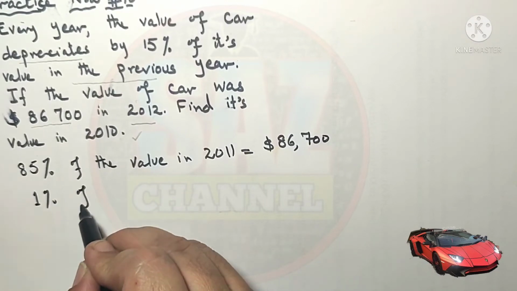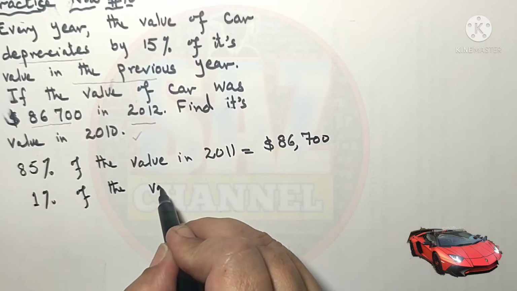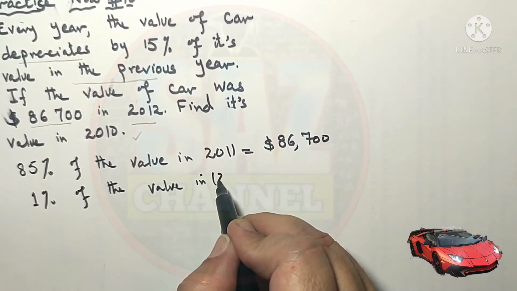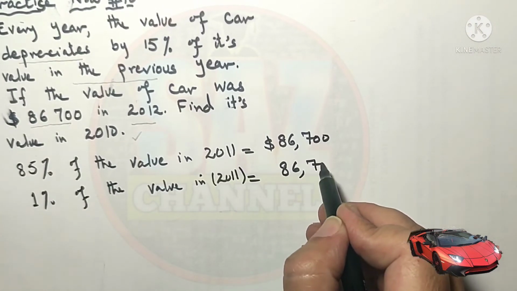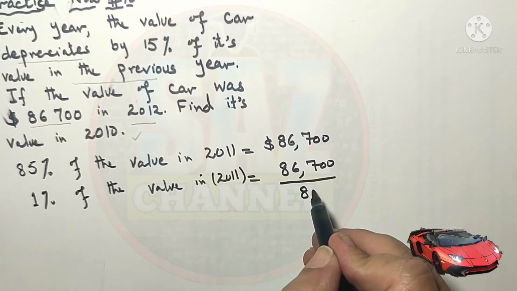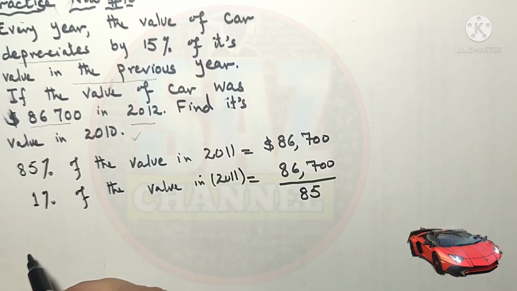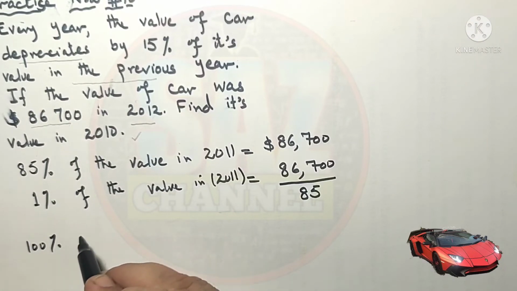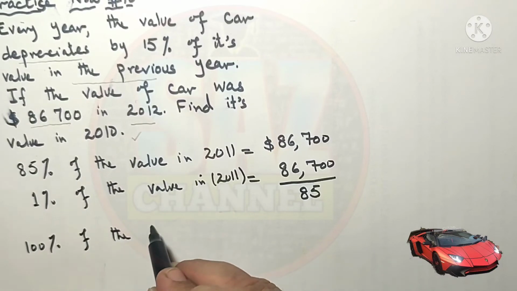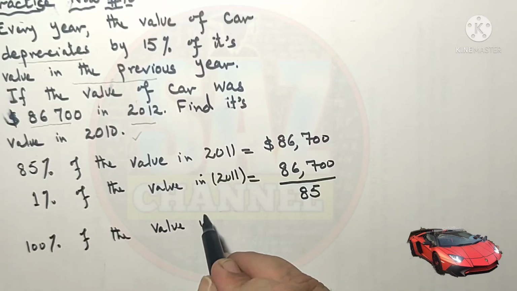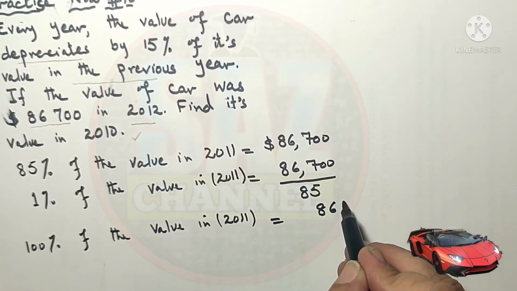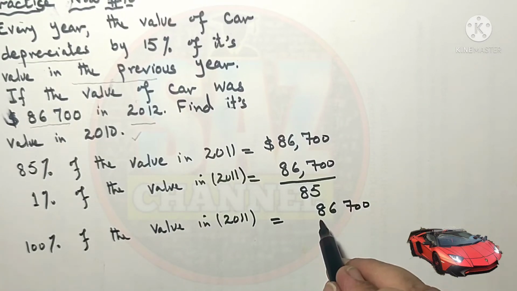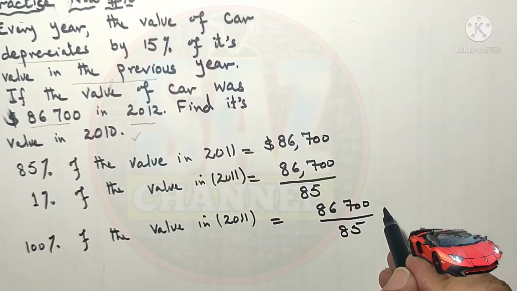Now we'll apply the unitary method. 1% of the value in 2011 is 86,700 divided by 85, and now we have to find the value in 2011. That will be 100%. So 86,700 upon 85 multiplied by 100.